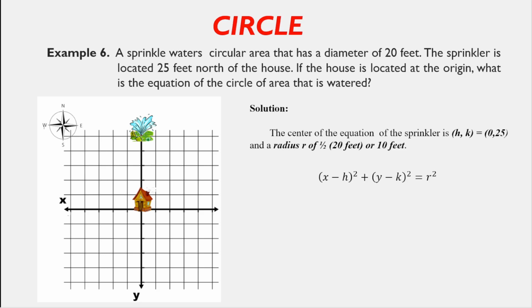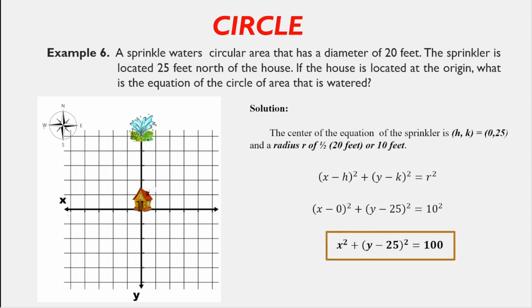So we are going to use the standard equation of the circle whose center is located at (h, k), and we substitute the value for h, which is 0, and k, which is 25, and also the radius, which is 10 feet. The equation is now x minus 0 squared plus y minus 25 squared is equal to 10 squared. Simplifying further, x minus 0 is equal to x, so we have x squared, then y minus 25 squared, copy, and 10 squared is equal to 100. Then we can say that the equation of the circle of the watered area is x squared plus the square of y minus 25 is equal to 100.